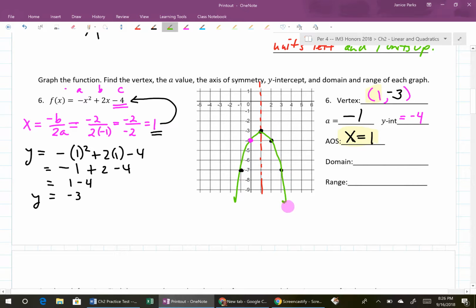The domain is all real numbers. In interval notation, it would be from negative infinity to positive infinity, and that would be a parenthesis, not a bracket. And then the range is y is less than or equal to negative 3. Again, in interval notation, you can say from negative infinity to negative 3. There will be a bracket on the negative 3 because that can be included.